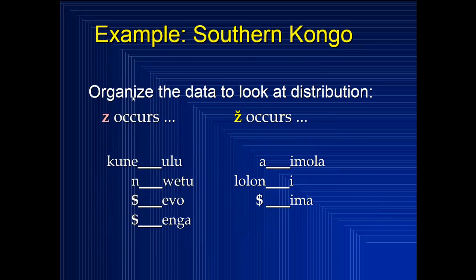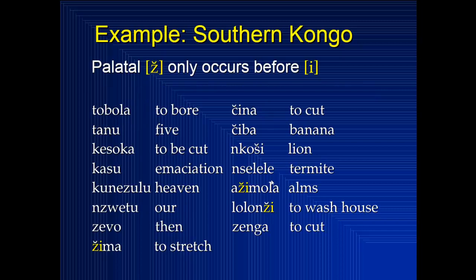Now, of course, we have to organize the data to look at the distribution of both sounds. So we can say z occurs here, here, here, and here. J occurs here, here, and here. In this way, this is going to help us understand their phonetic environment. It's going to enable us to formulate a phonological rule to show where this sound occurs and where this sound occurs.